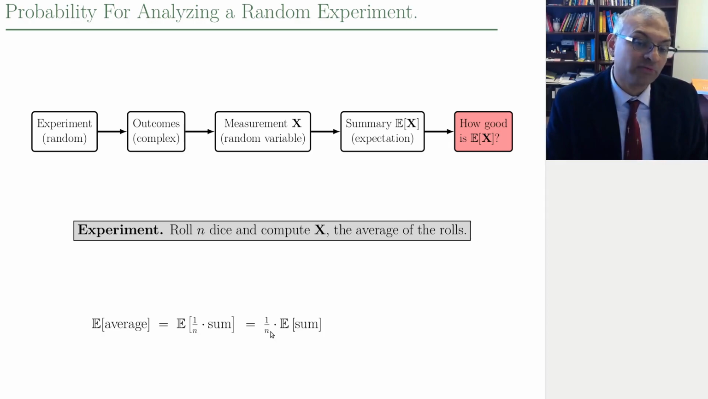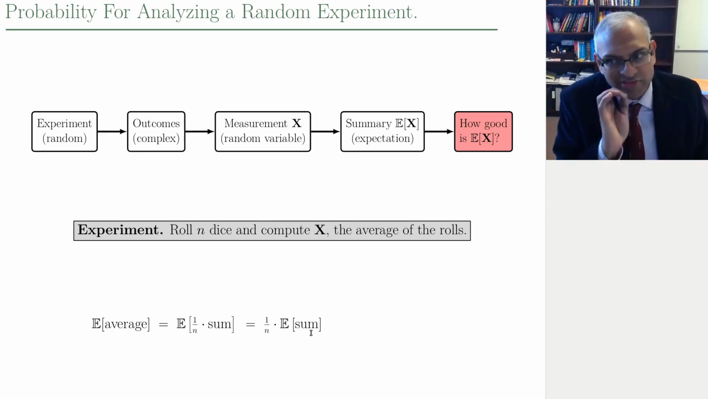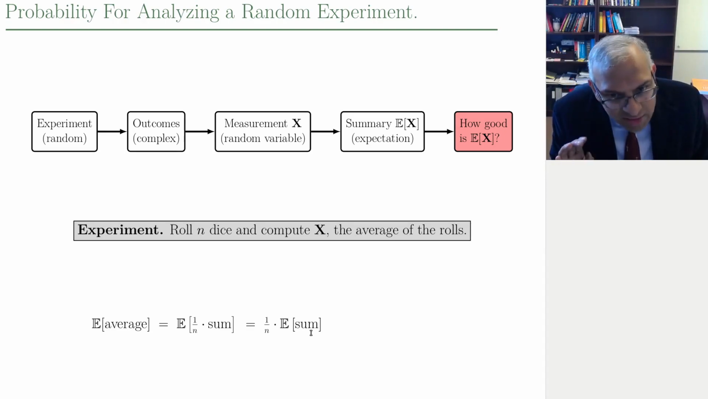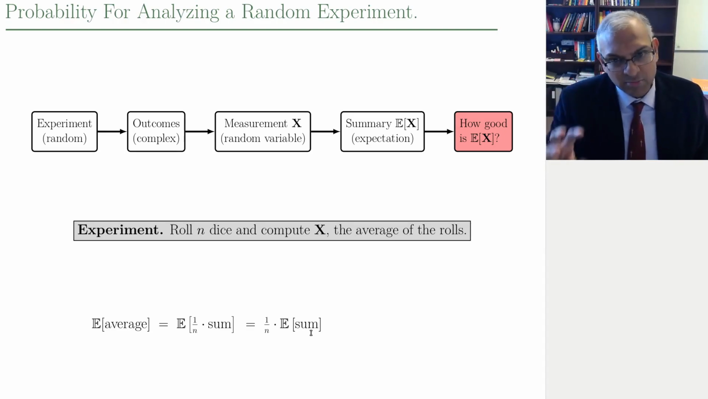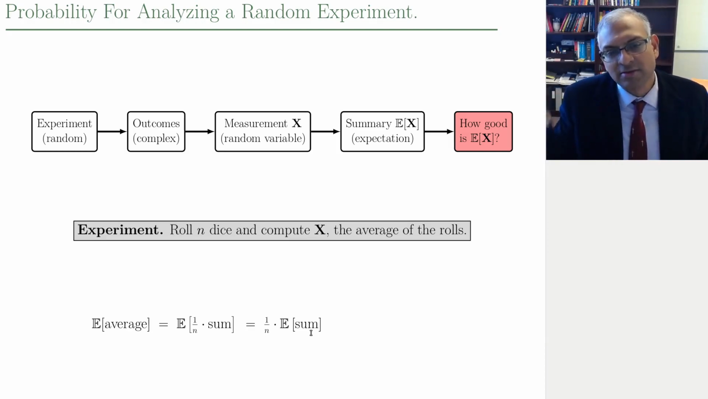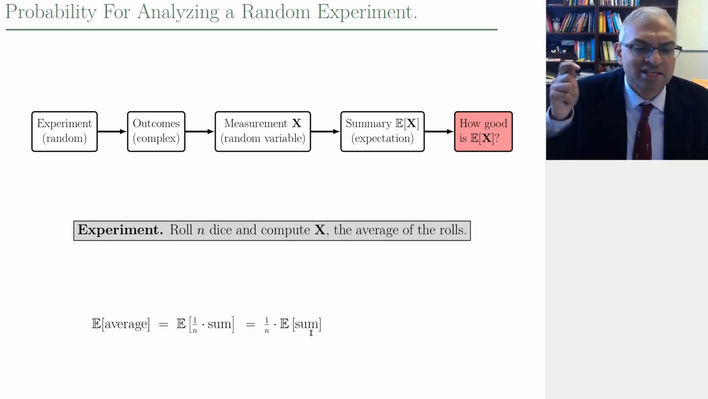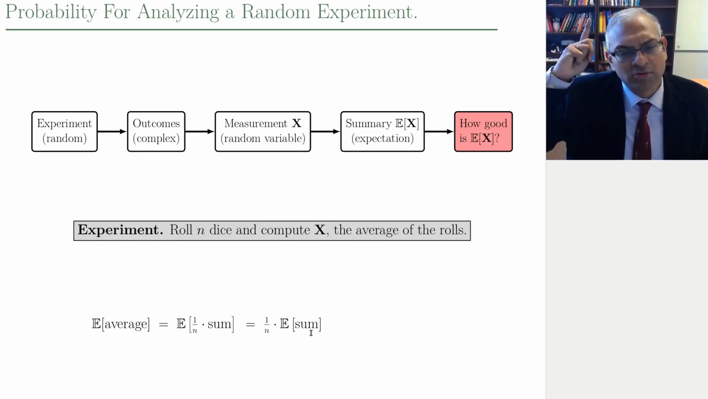So we get 1 over n times the expected value of a sum, but now we know that the expected value of a sum is the sum of the expected values. And so we get the sum of the expected values of n dice rolls. And each dice roll is basically the same. They're independent, identical dice rolls. So each of them has the expected value 3.5, from last lecture.